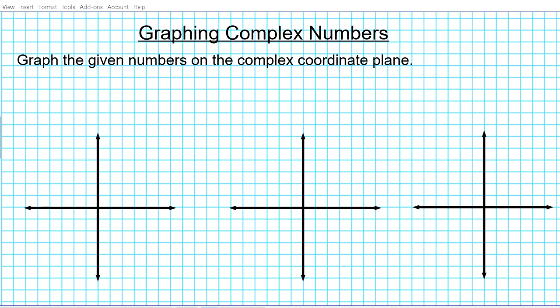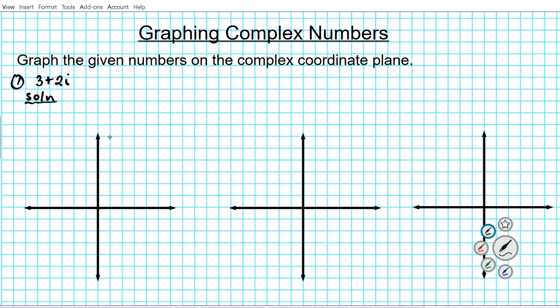Instructions for the examples that we're working on are as follows. We are to graph the given numbers on the complex coordinate plane. All right, so for question number 1, what if we are to graph the complex number 3 plus 2i? All right, so how do we graph this? All we need to do is identify the real and imaginary parts and then represent that as a coordinate point, and then we just graph it.